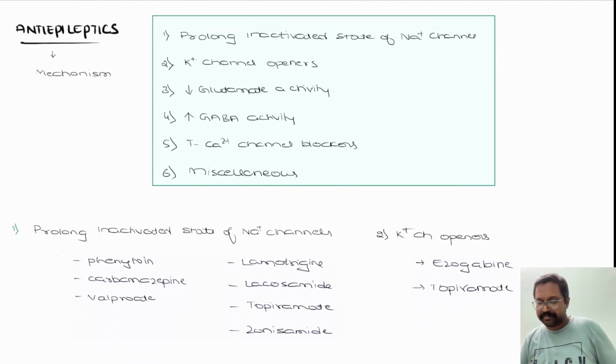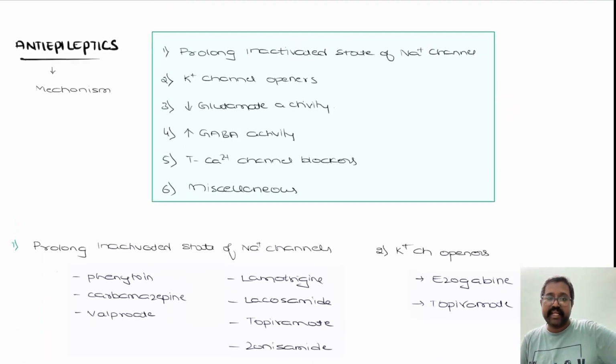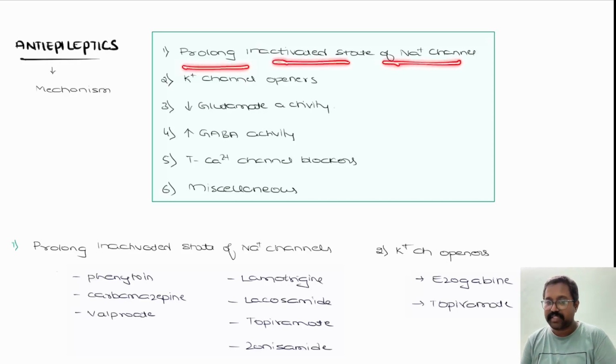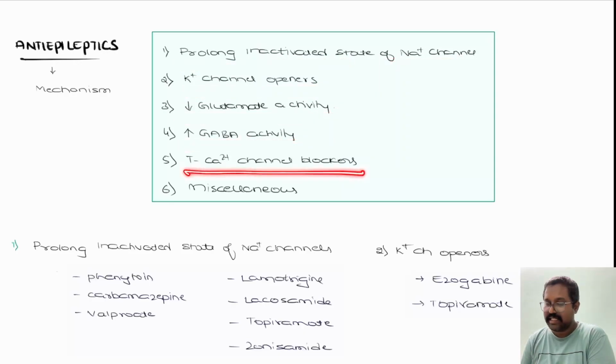Next, coming to the anti-epileptic drugs. The anti-epileptic drugs are very easy to remember. The mechanism through which the anti-epileptic drugs act is that they either prolong the inactivated state of the sodium channel, that is the sodium channel blockers, or act as potassium channel openers, decrease the glutamate activity, that is the excitatory neurotransmitter, increase the GABA activity, increase the glycine activity, which are the inhibitory transmitters, block the T-type calcium channels, and we have miscellaneous mechanisms.